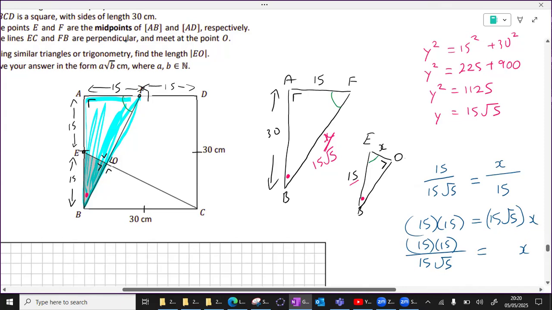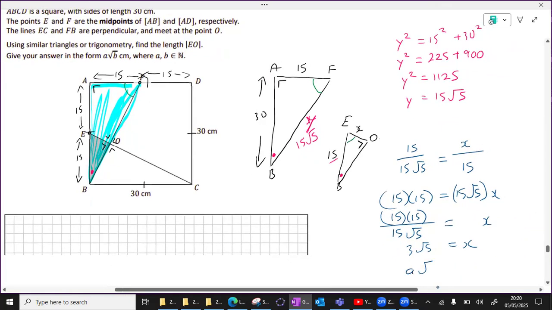So I have on my top 15 times 15, or I could cancel there as well, actually. So all in all, I get 3 root 5 for x. I am asked to put it into the form A root B. So I'm actually all good. It means A is 3 and B is 5.